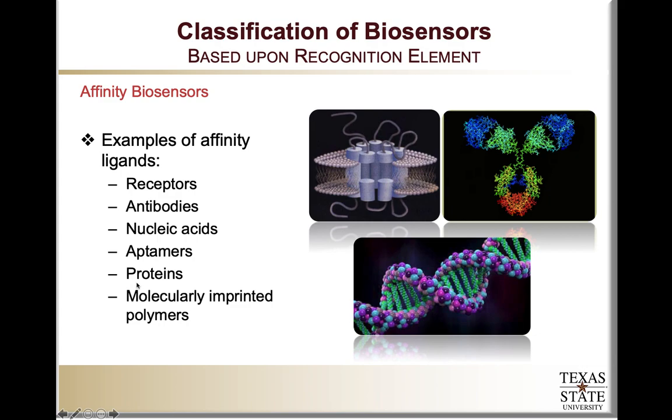Proteins, in addition to receptors and antibodies, which are also proteins, here I'm referring to proteins such as avidin, that has the ability to bind to biotin molecules with very high affinity. Another example would be lectins, that have the ability to bind to carbohydrates, for example.